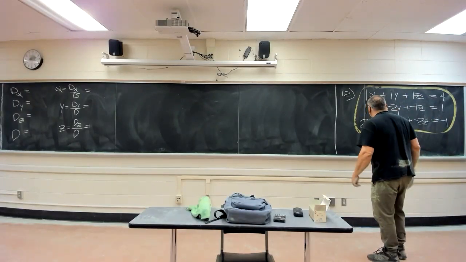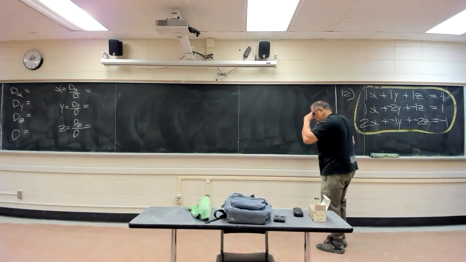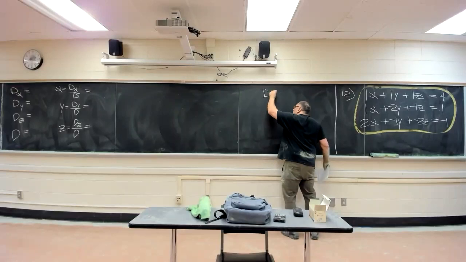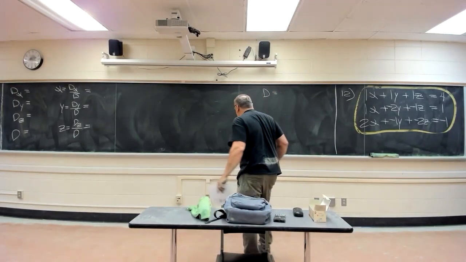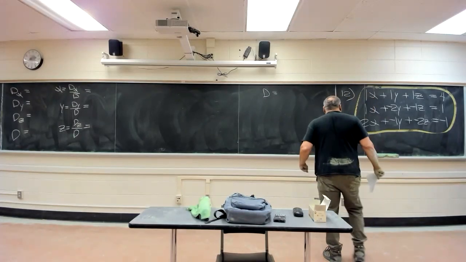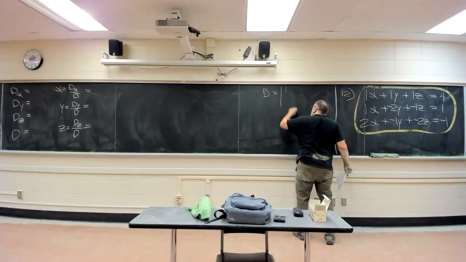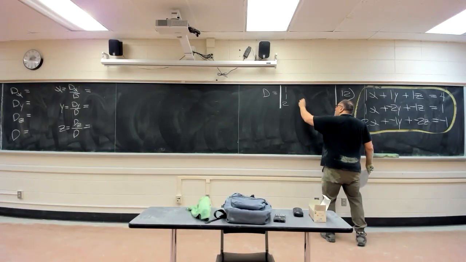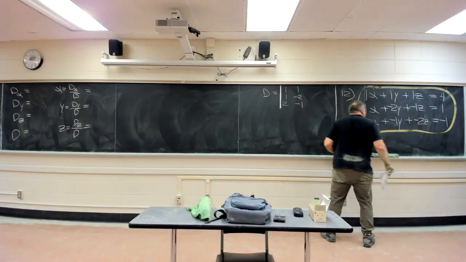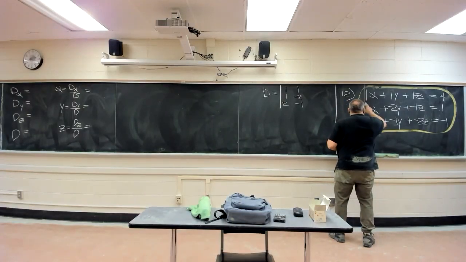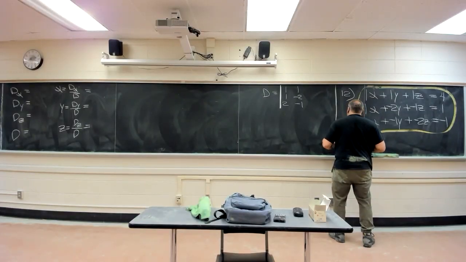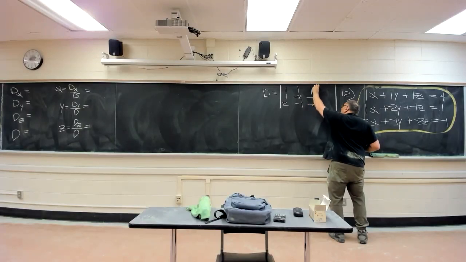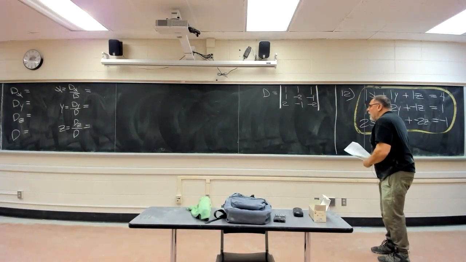Now how do we do it? There's a shortcut for 3 by 3. The determinant D, which is going to be on the bottom of all those over there to your far left, is just going to be the array 1, 1, 2, 1, negative 2, negative 1, 1, negative 1, negative 2. Looking like that.